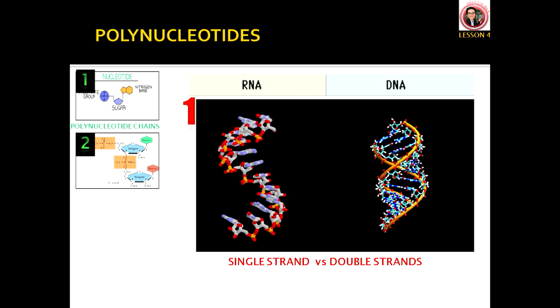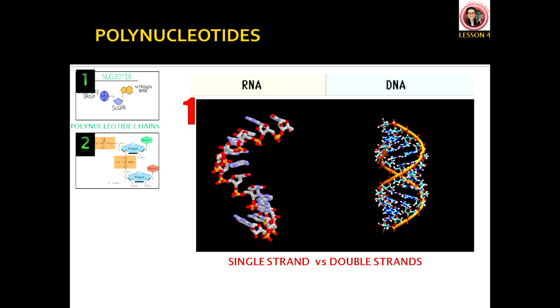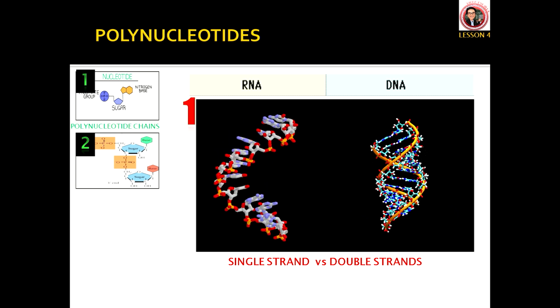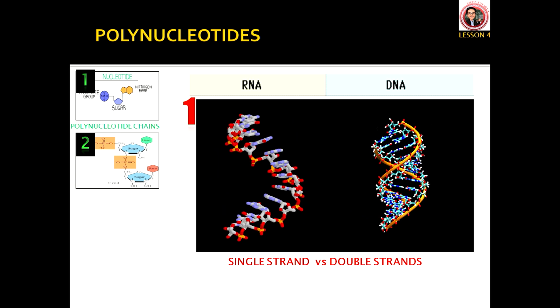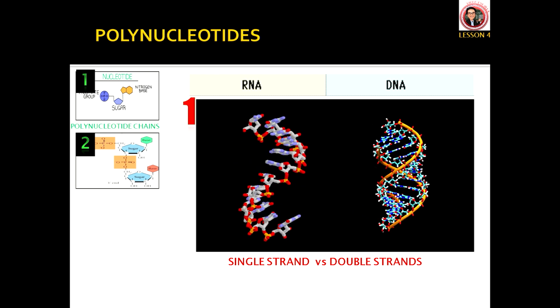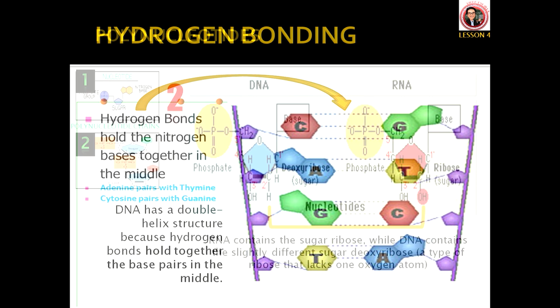First, the structure. The most obvious difference is that RNA is single-stranded na nabuo from a short chain of nucleotides, while DNA is a double-stranded molecule na nabuo dahil sa 2 complementary strands ng long chains of nucleotides. DNA has a double helix structure because hydrogen bonds hold together the base pairs in the middle.